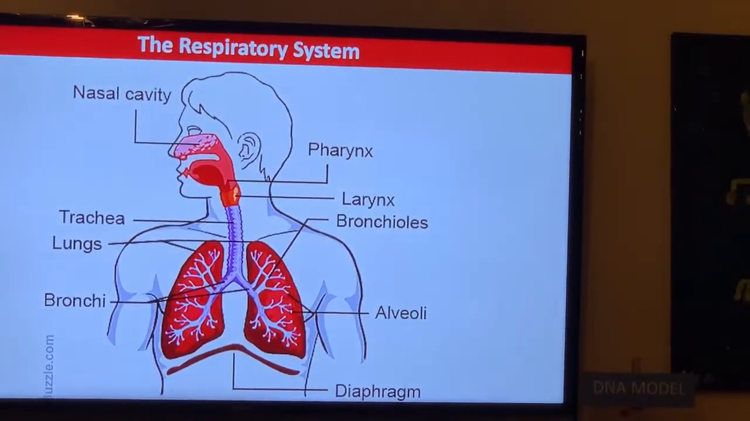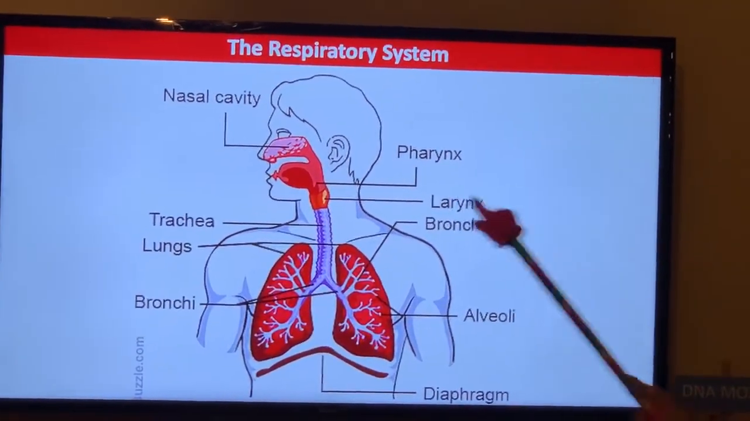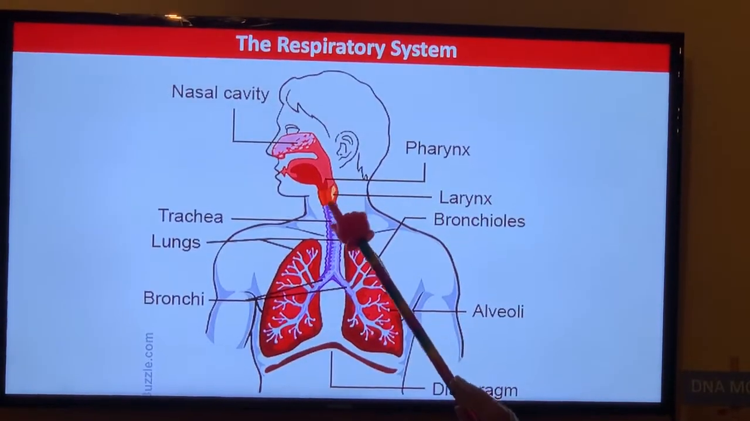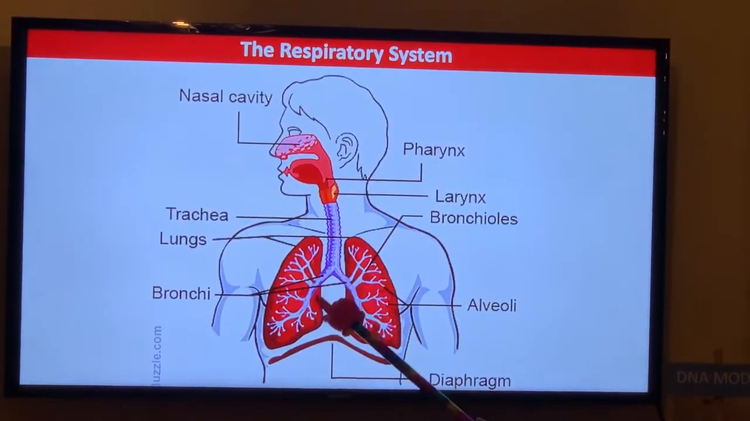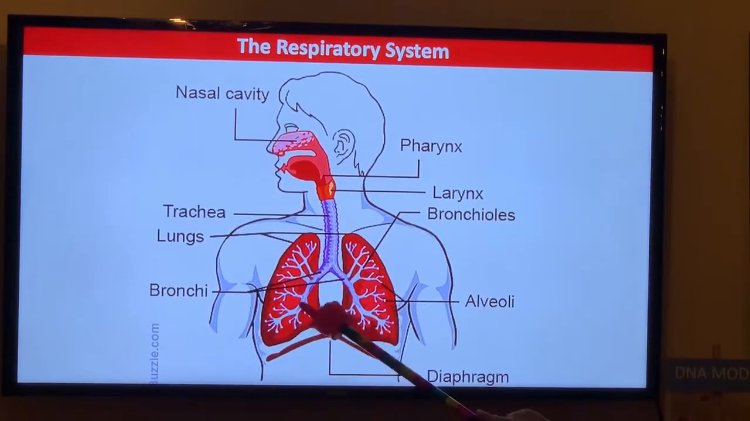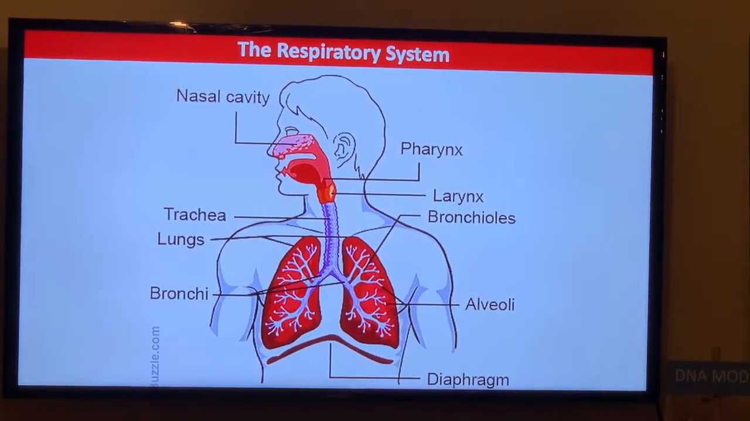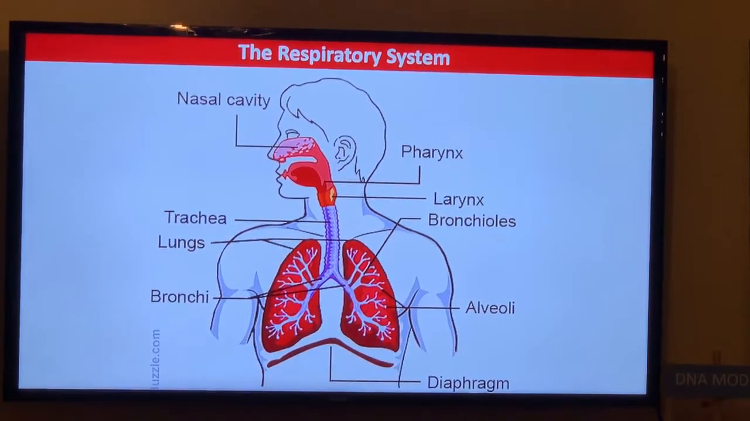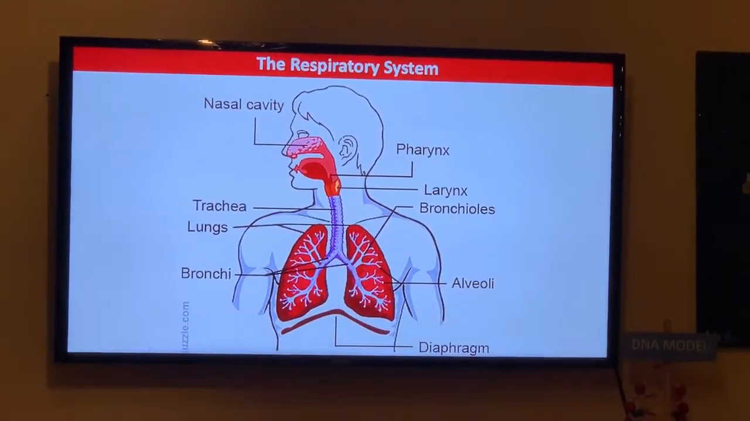Now, this is our respiratory system. It starts with the nasal cavity, down to your pharynx, your larynx, your trachea, your bronchi, your bronchioles, and then your lungs, and at the very tip, your alveoli. Now, let's take a closer look at your alveoli.